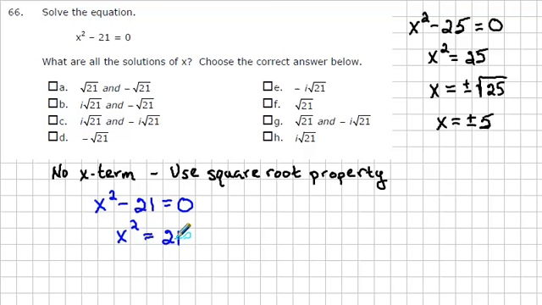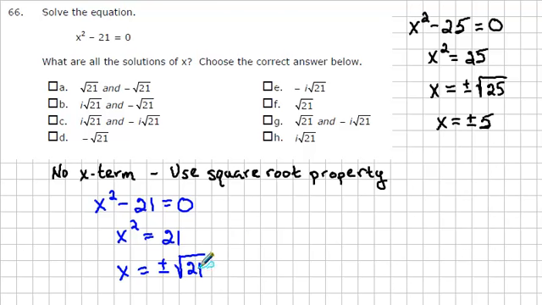Well, this is a little bit more challenging than what we had in our previous problem, in that 21 is not a perfect square. So you may not be able to think of the exact number that you can square to get 21. However, we do know that those two numbers must be the square roots of 21, both the positive square root and the negative square root. So the way that we indicate that is that x is either equal to the positive or negative square root of 21.